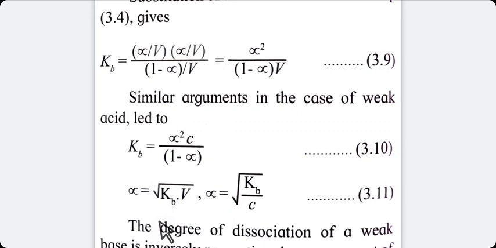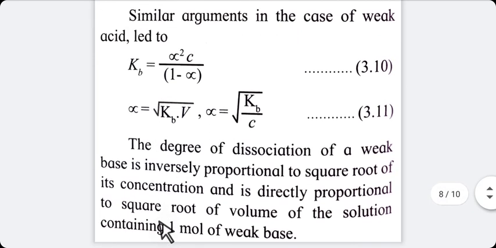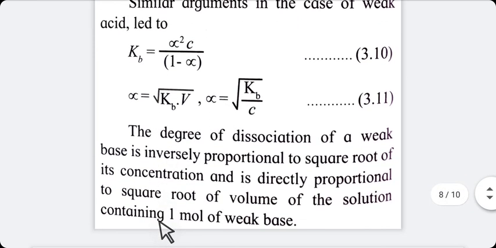So this is nothing but the Ostwald dilution law for weak acid and weak base. That is enough for today's lecture. In the next lecture, we will study auto-ionization of water.